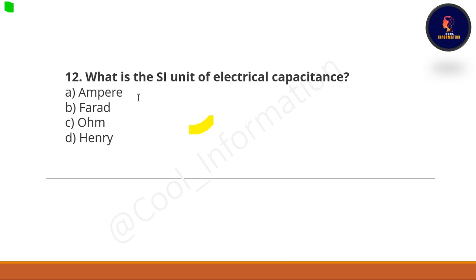12th question. What is the SI unit of electrical capacitance? Option A, ampere. Option B, Farad. Option C, ohm. And the last option is Henry. And the correct option is option B, which is Farad, the SI unit of electrical capacitance.